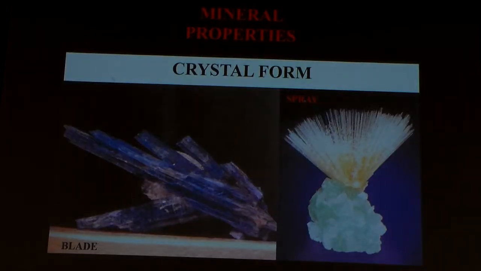Here's some other crystal forms. We use the term plated to mean kind of flat and long, like the blade of a sword, blade of a knife. So you can use that word to describe crystal forms. Here's a spray of crystals, tiny little needle-like crystals. There's lots and lots of different vocabulary words for describing crystal forms, and you'll get some of these in labs, just a quick introduction.